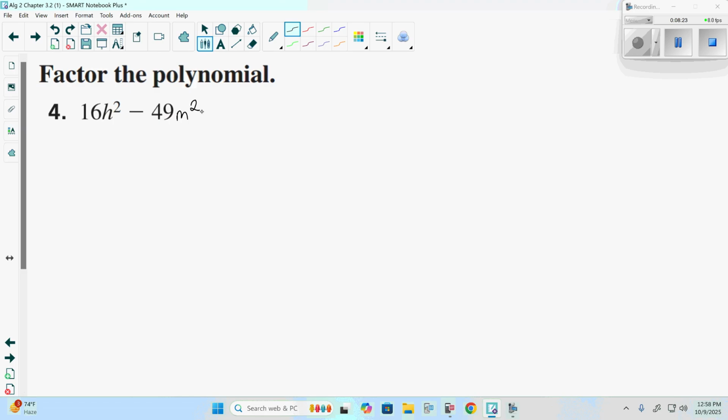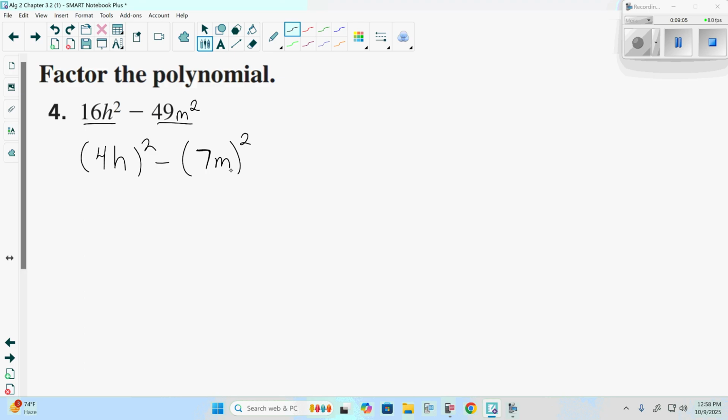I'm going to add something to this one here. Let's say 16h squared minus 49m squared. Now this one here, I've added a variable, but it's not really going to change anything. Because our 16h squared, 4 times 4 would give us 16, h times h would give us h squared, so 4h squared would give us the 16h squared. 49m squared. Well, 7 times 7 would give us 49. M times m would give us the m squared. So b in our case would be 7m.